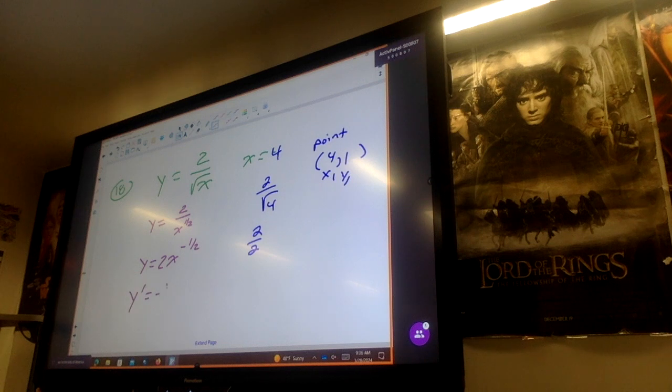So I'm going to get negative 1/2 times 2, x to the negative 1/2 minus 1. Clean it up. Those cancel. So that's going to give me negative x, raised to the negative 3/2 power. Yowzers. Alright. This is where I might use Desmos. Let's figure out the slope. So the slope is going to be negative 4 raised to the negative 3/2 power.